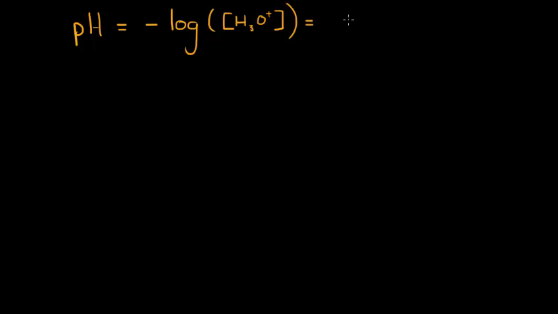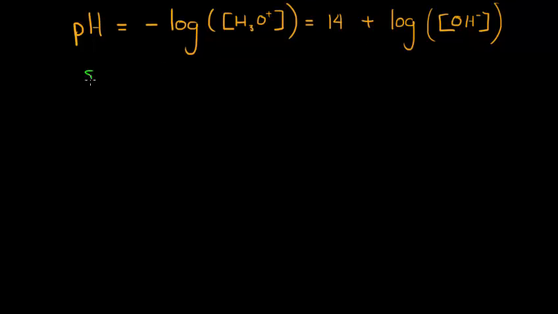In other words, you know OH. Then you can get the pOH by taking negative log of this, and the pH is 14 minus that. So it depends what you're working with.